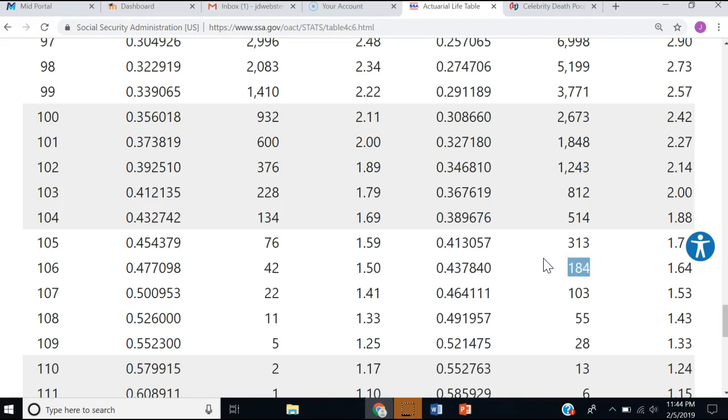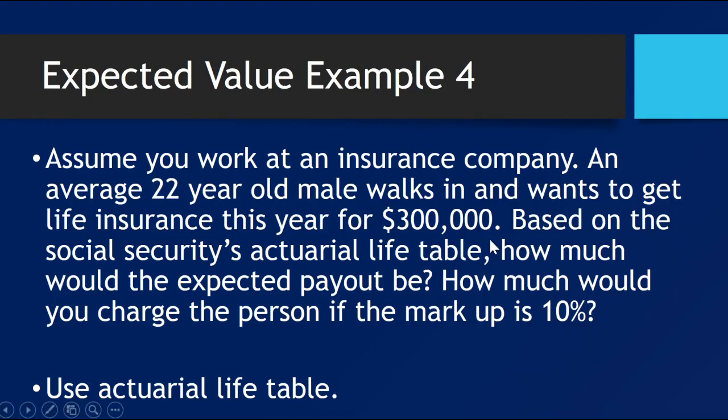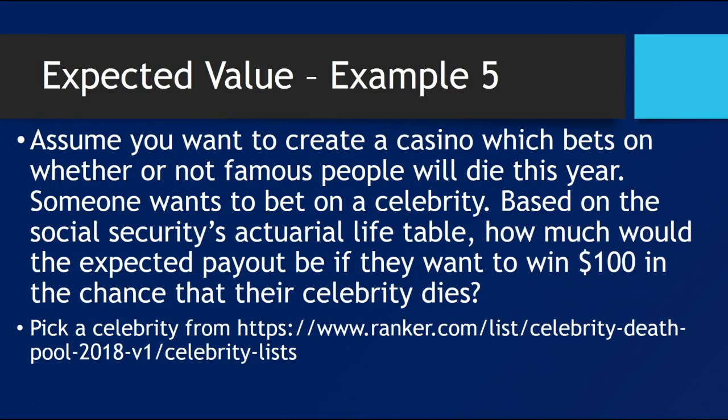All right, so those are the other two columns. Again, that's not anything to do with the things we're doing today, but it does explain some of that actuarial life table.